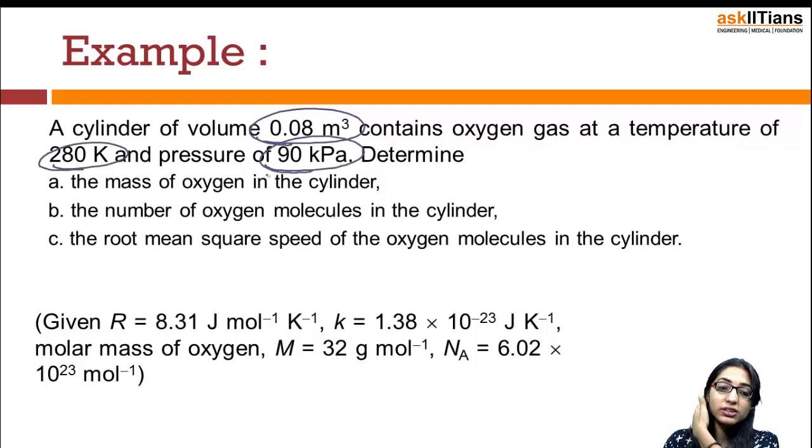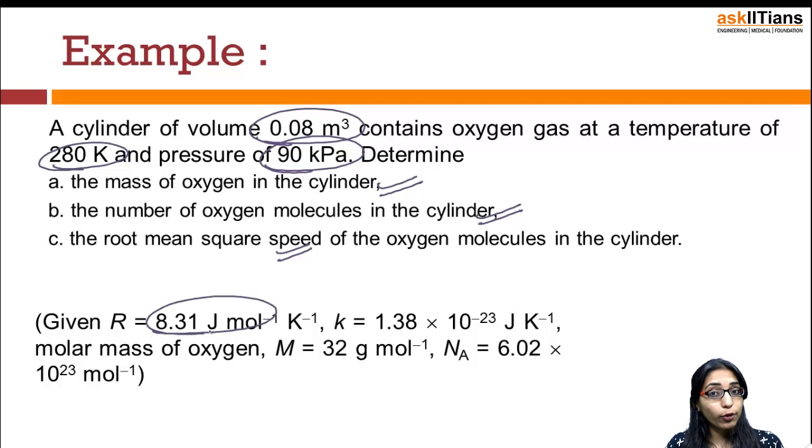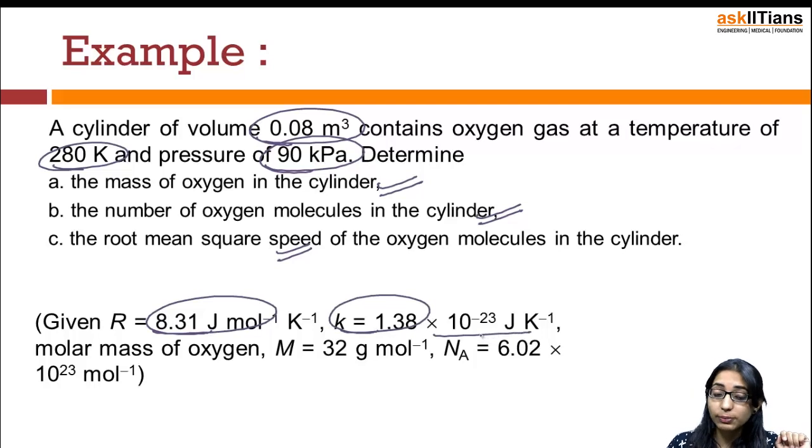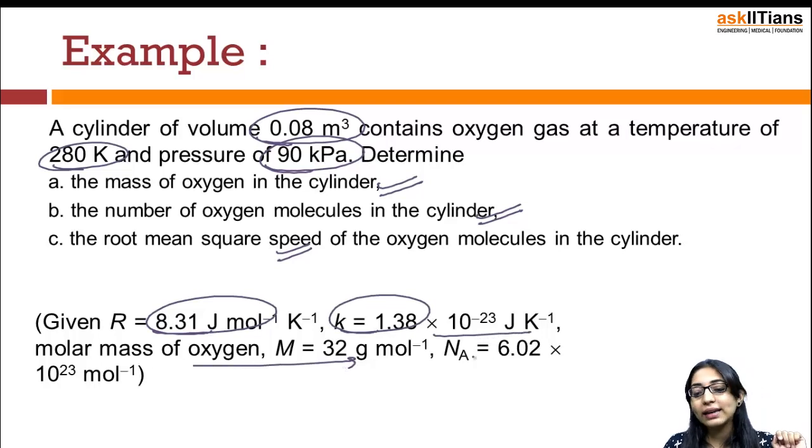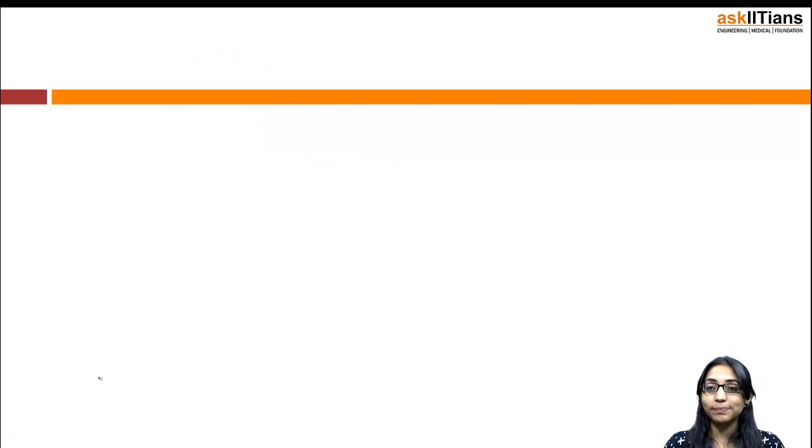You have been asked to determine the mass of oxygen in the cylinder, the number of oxygen molecules in the cylinder, and the root mean square speed of oxygen molecules in the cylinder. The data points to keep in mind are: R is 8.314 joules per Kelvin per mole, k is 1.38 × 10^-23 joules per Kelvin, the molar mass of oxygen is 32 grams per mole, and Na is 6.022 × 10^23 per mole. Let's see how we are going to do this question.